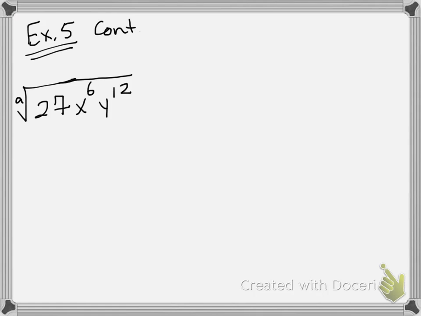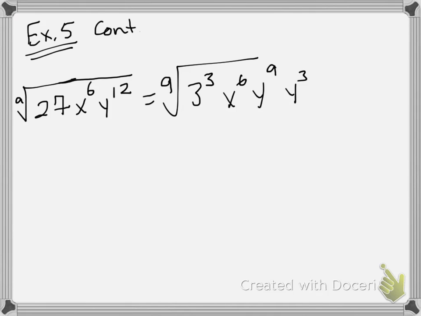Let's do one with variables. Here we have the ninth root of 27, x to the 6, y to the 12th. So let's redo this a little bit. Let's make that 27. We know that's 3 cubed. X to the 6. Let's look at that y. So it's y to the 12th. 9 goes into 12, so let's rewrite this as y to the 9th, and left over we have 3 more, so y cubed. Extend my radical.